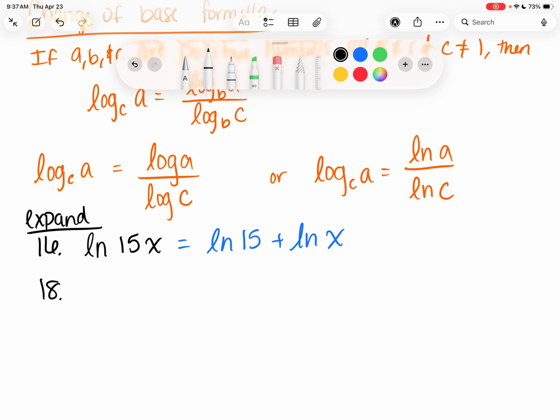18. Log base 5 of x to the 5th. So this one has a power, so we're going to throw it out front. So we have 5 times the log base 5 of x. Okay.